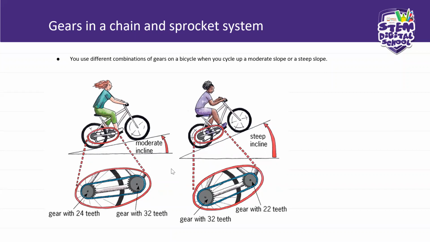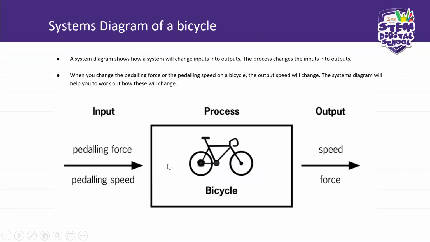Okay, right. Now, let us look at the systems diagram of a bicycle. Because it is a system, all systems in mechanical systems and control, they must have a systems diagram. You must be able to analyze the input, the process, and the output. A systems diagram shows how a system will change inputs into outputs. The process changes the inputs into outputs. Okay, so actually the machine is right here. The processing is right here.